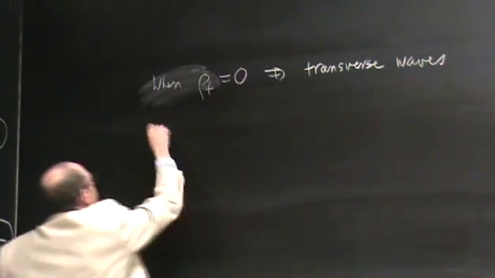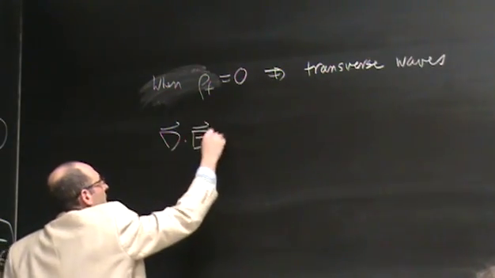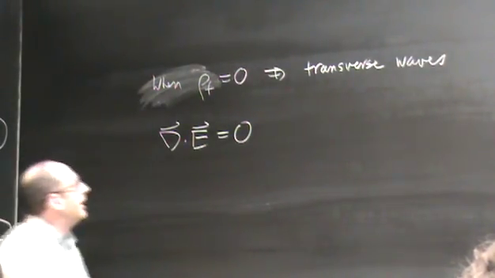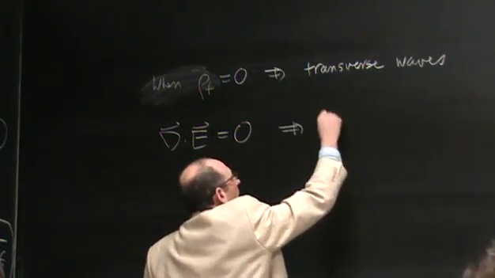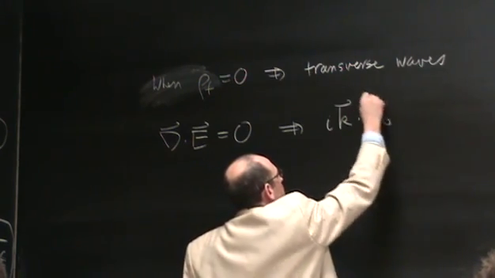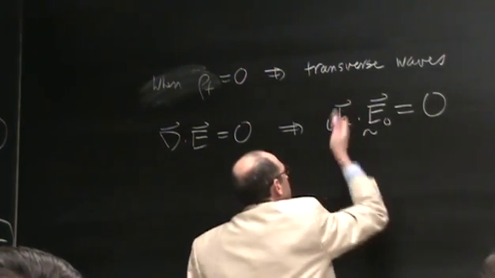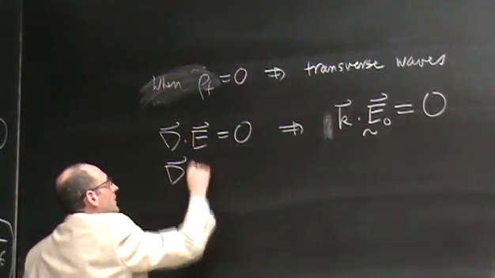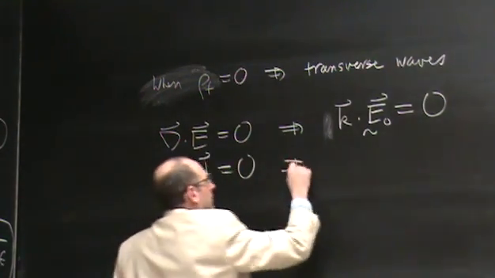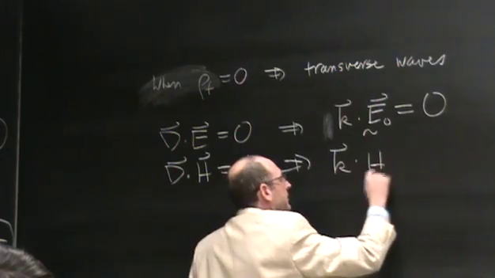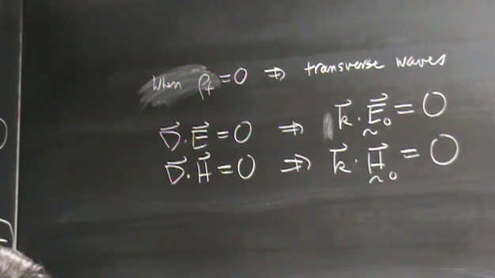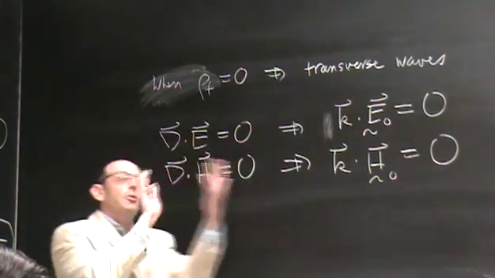Why is that? Well, del dot E equals 0 inside this medium with rho free being 0. And thus, what we have is ik dot U0 tilde is equal to 0, and that just means this is true. And similarly, the H field is perpendicular to the direction of propagation. So these are transverse waves. If we had so-called space charge, like in a plasma, this wouldn't be true. We can have a longitudinal wave.